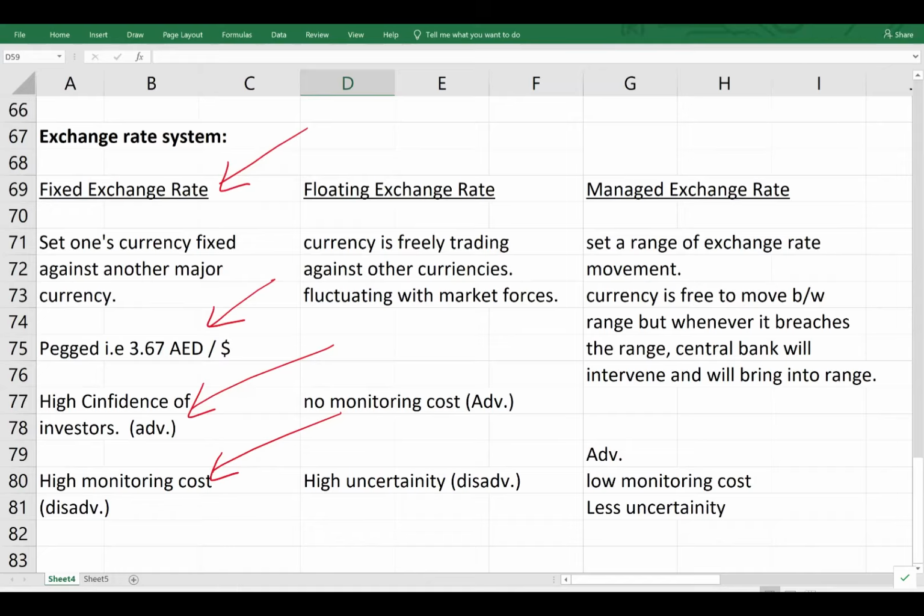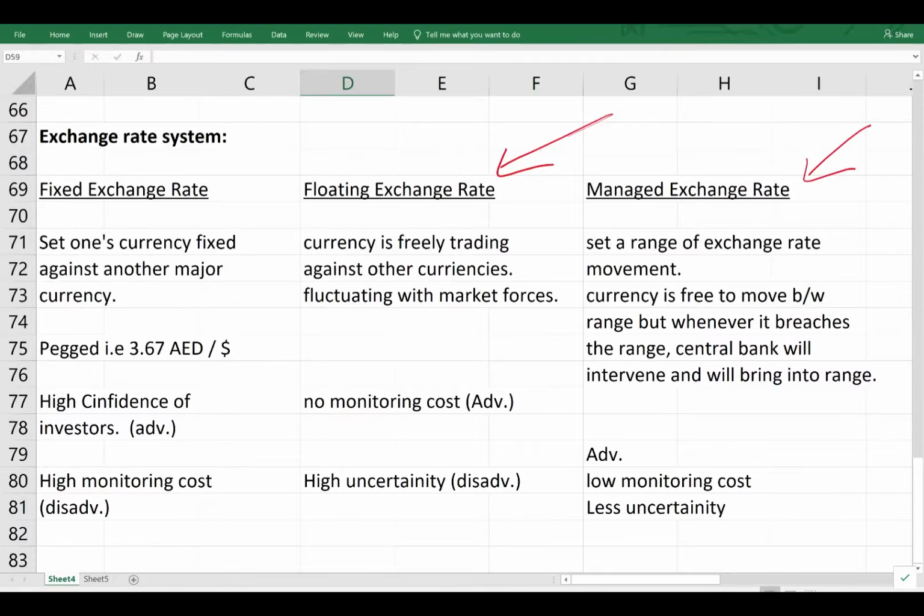Number two, the type of system that mostly exists in this world is the floating exchange. Sorry, not this, it's basically the managed exchange rate. But okay, let me discuss the floating exchange rate first. Floating exchange rate means you don't take any initiative for the currency. Let's leave it to the demand and supply forces.